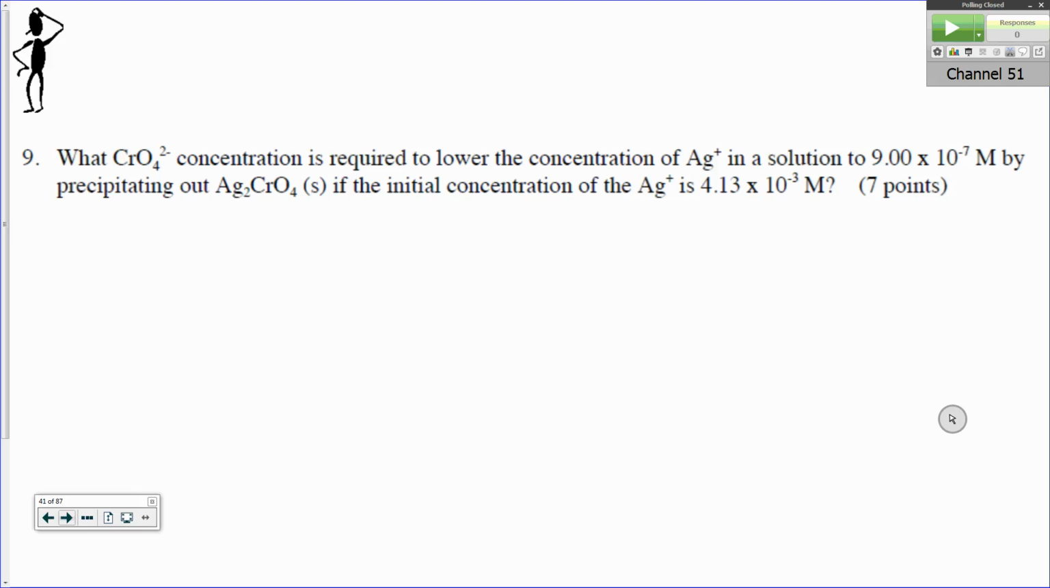Here's an example where you're adding chromate to a system. That's one of those polyatomic ions you don't talk about that much, but chromate, CrO4 2 minus. I want to know what concentration is required to reduce the silver in the solution down to 9 times 10 to the minus 7th molar by precipitation. So you're starting with something higher than that. Doesn't matter how much higher, but you're going to use precipitation to remove a particular metal. That's a common way that we approach metal analysis or look at separations, especially environmental problems.